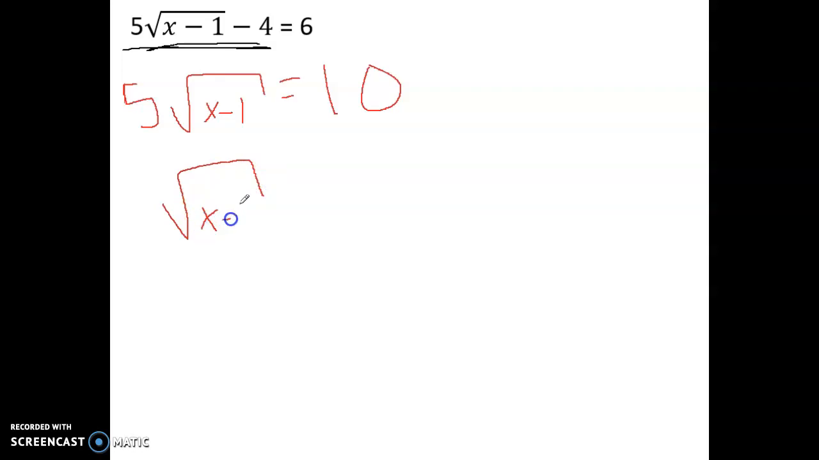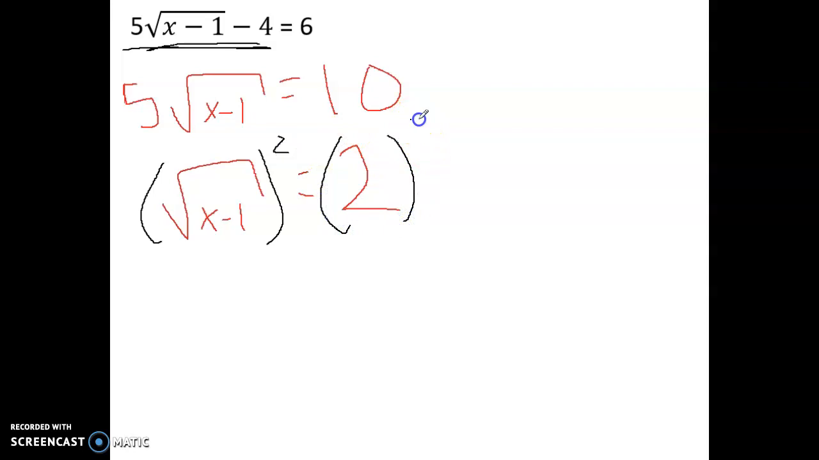And after you've done that, the left side only has the square root. That's what you want, because now when you square both sides, if you square a square root, all you're going to be left with is the part inside of the square root. So squaring the square root, we're just going to have x minus 1 over here.